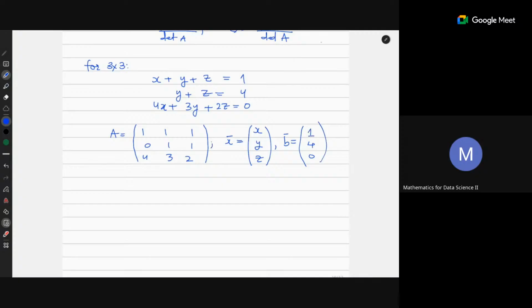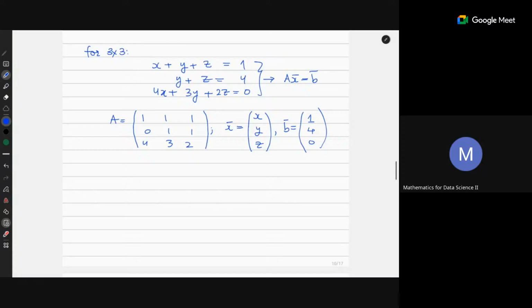All right. So in particular, you can also write this system as AX = b. Makes sense. Everything is fine. You guys are already familiar with all these things.